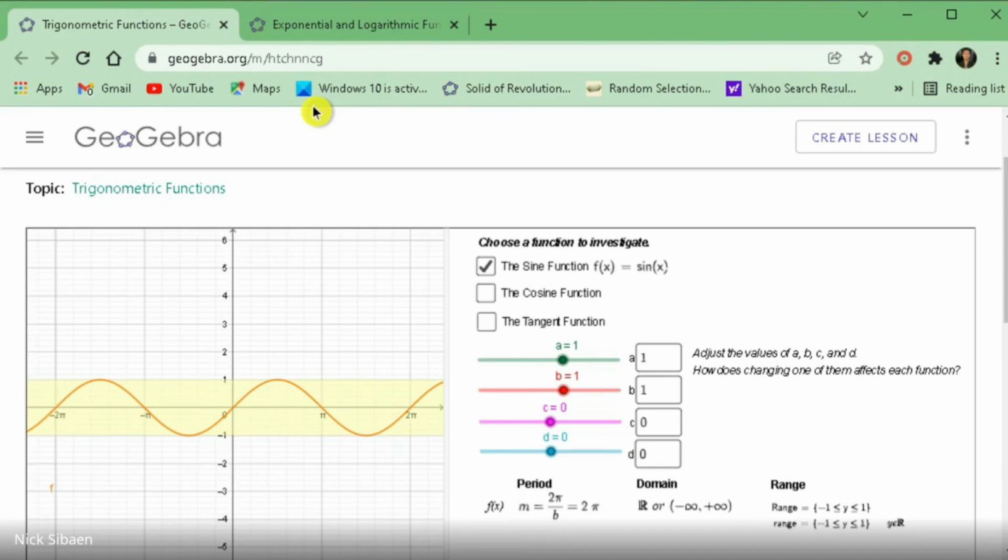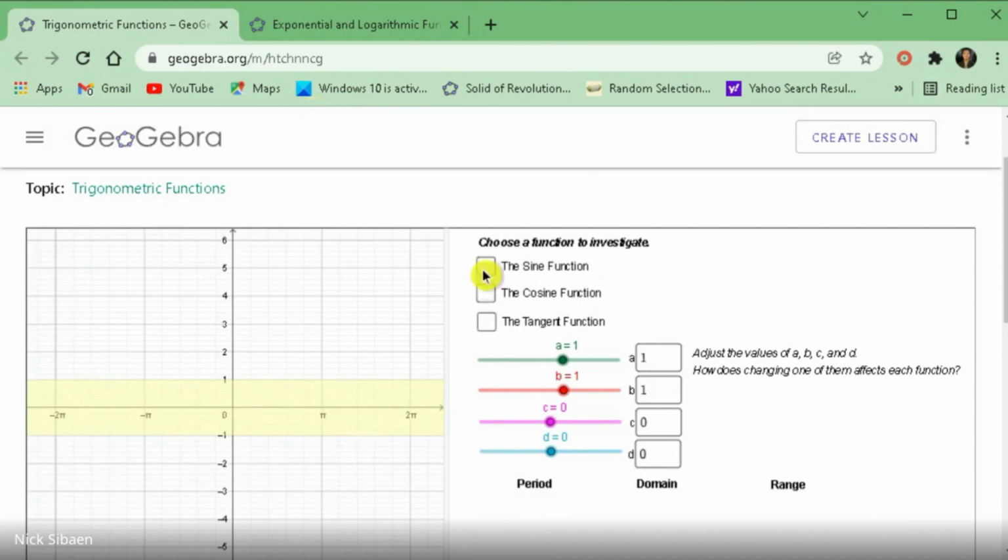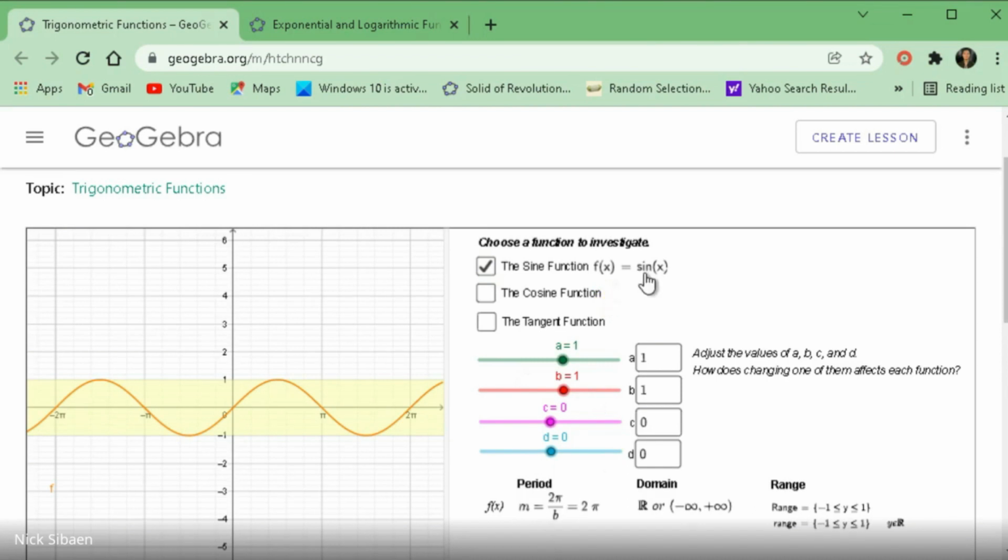Although, we've already cheated, right? I already put the range and domain here. If we click the function that we want to evaluate, the range, the domain, and the period will appear here. So let's start with the sine function. This is the mother function, the most basic sine function that we have. And there are a lot of elements.